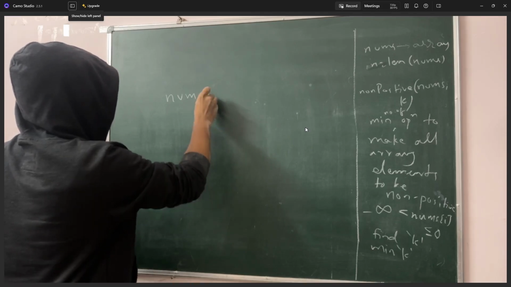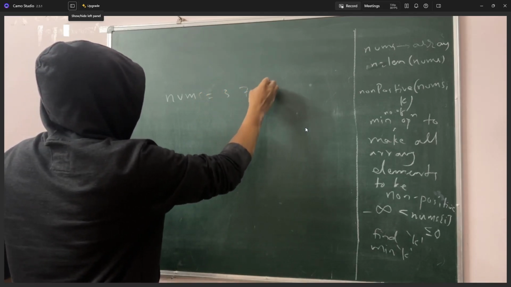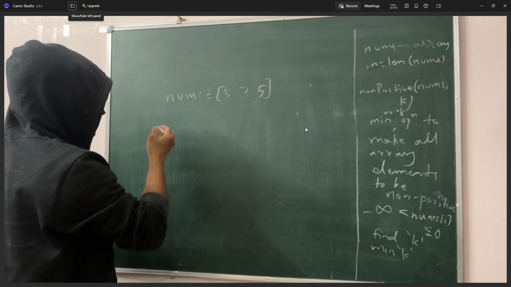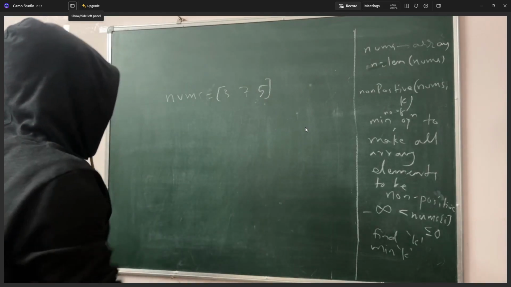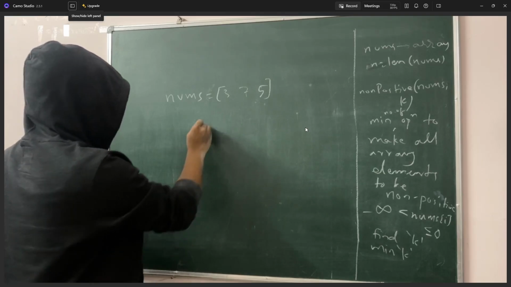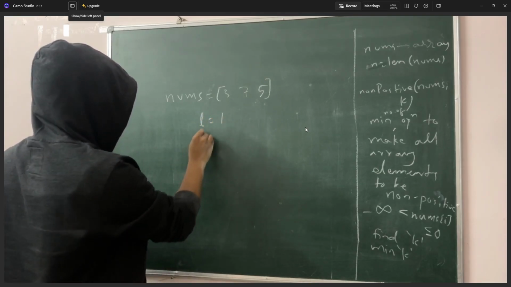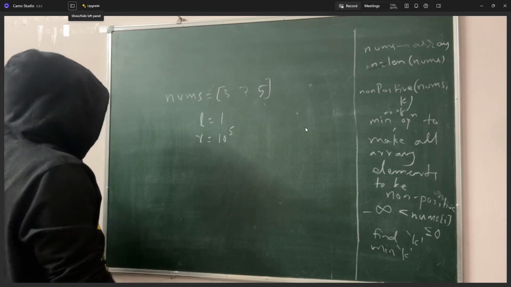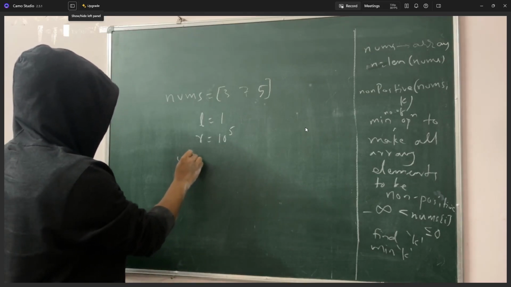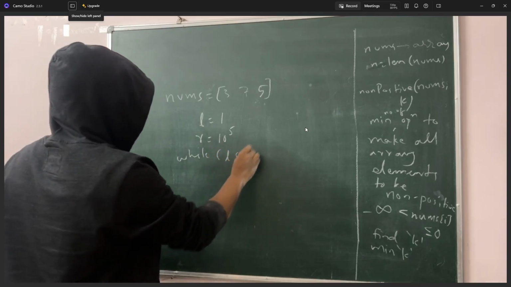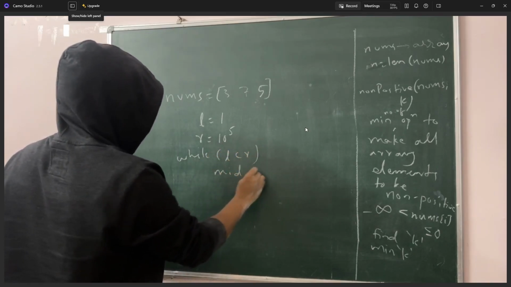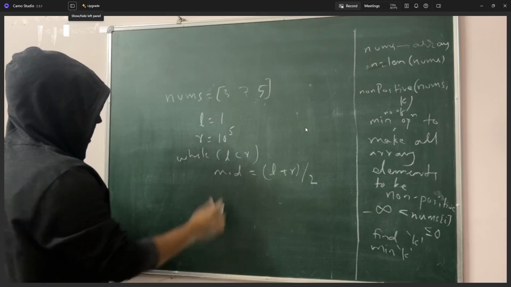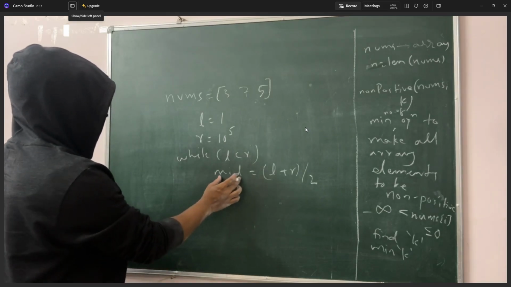So your nums array is 3, 7, 5, right? You choose your left to be 1 and right to be 10 power 5, because in the question they have given that at max the element will be 10 power 5. Now the same thing you will be doing in the while loop. While left is less than right, you calculate mid. Your mid is going to be L plus R by 2, right? Once you find the mid, it's the k for you.